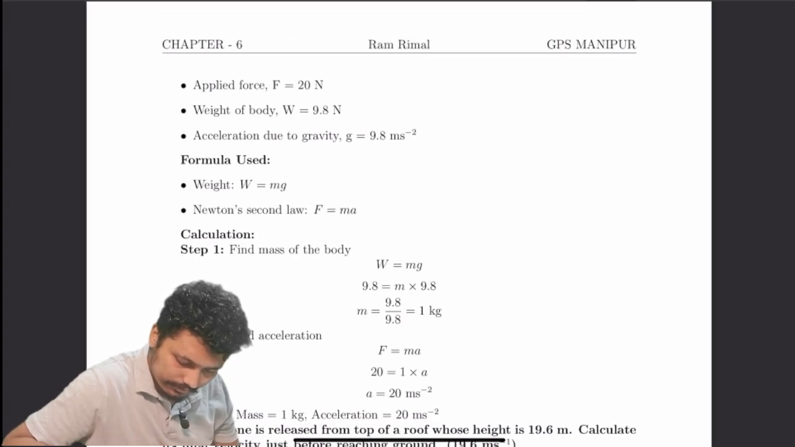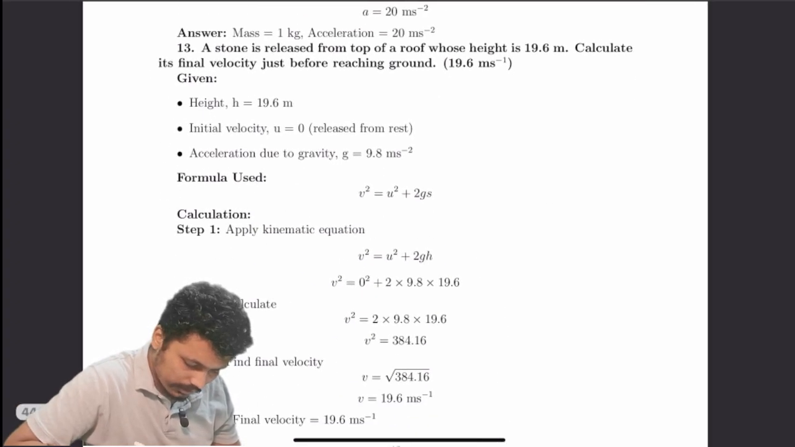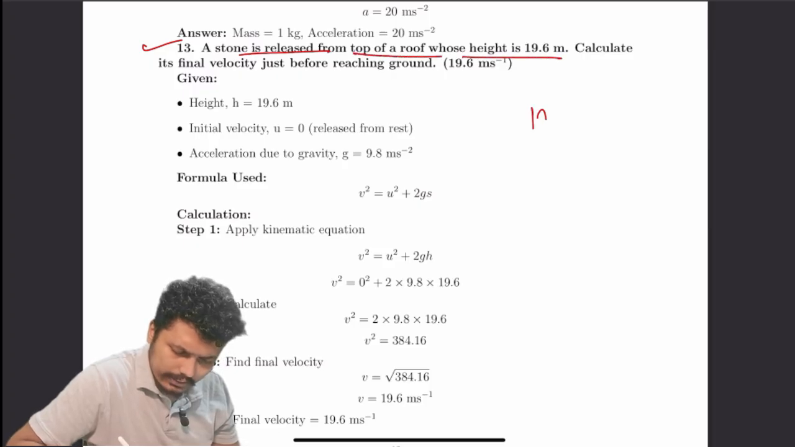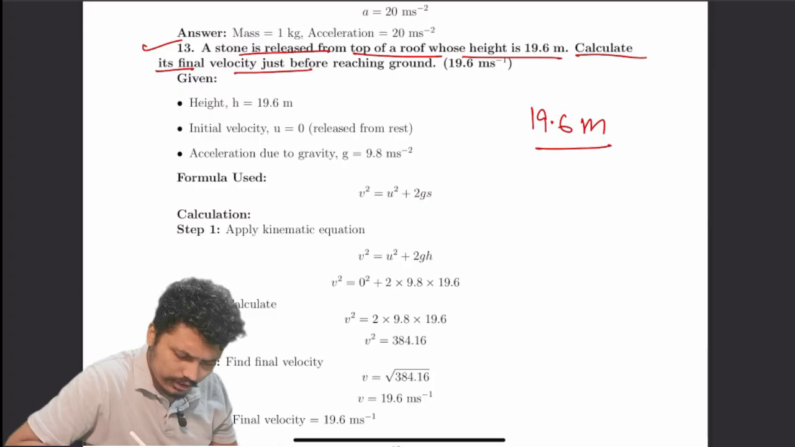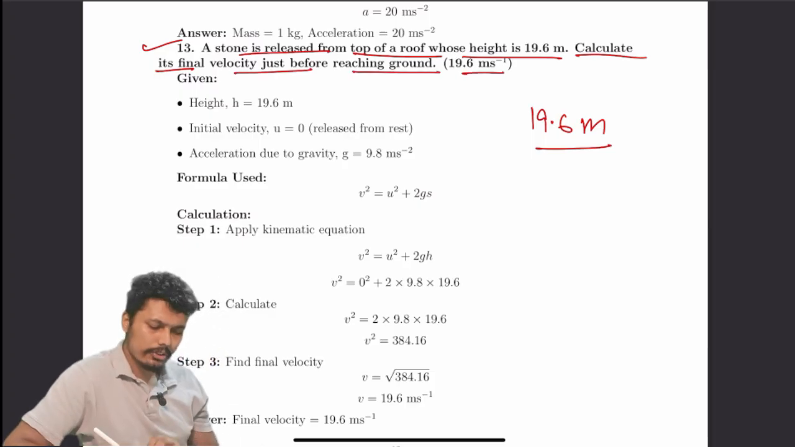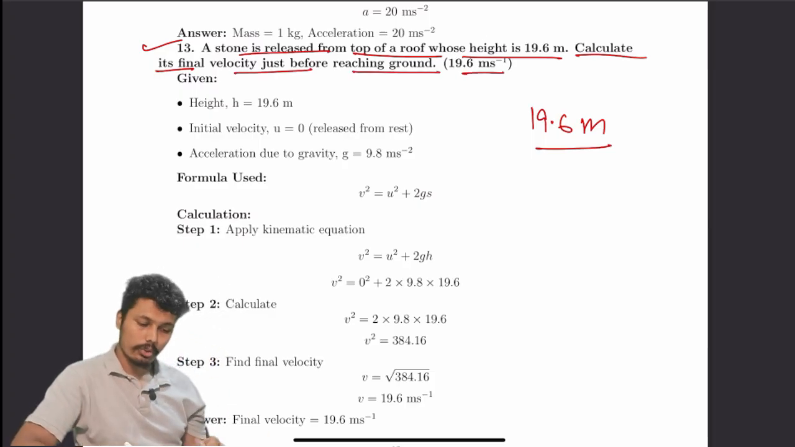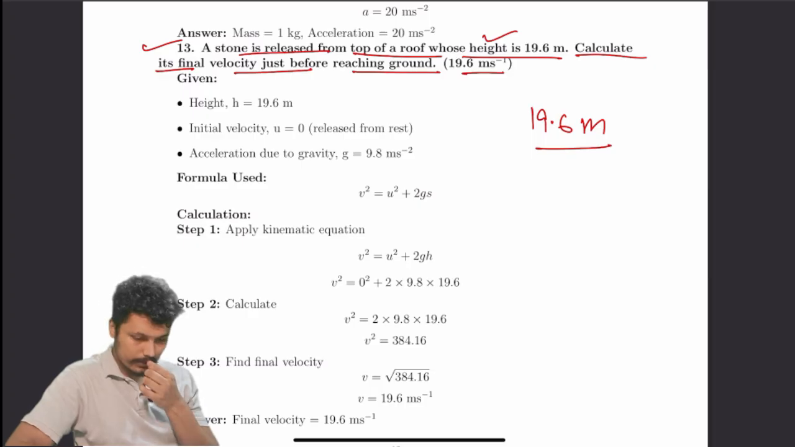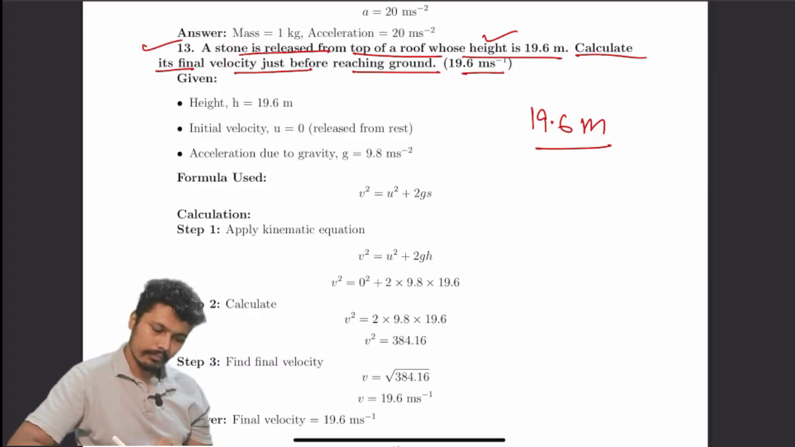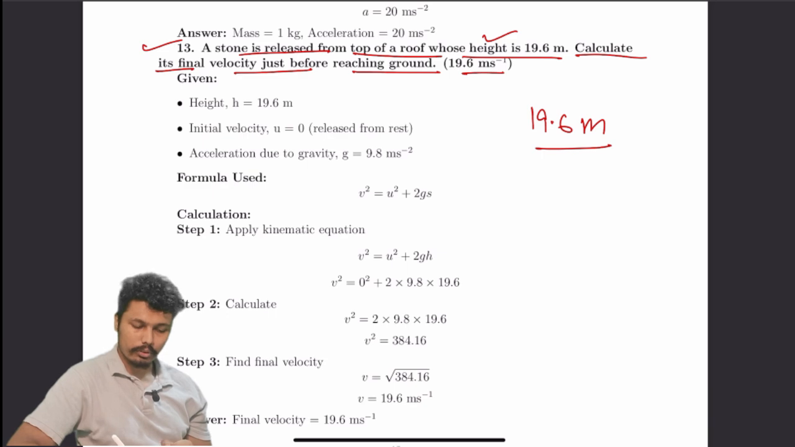Let's go next. A stone is released from the top of a roof whose height is 19.6 meter. Calculate its final velocity just before reaching the ground. A stone is released from the top of the roof whose height is 19.6 meter. Calculate its final velocity just before reaching the ground.